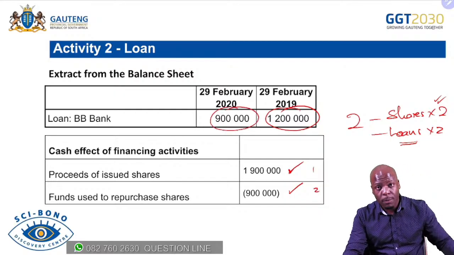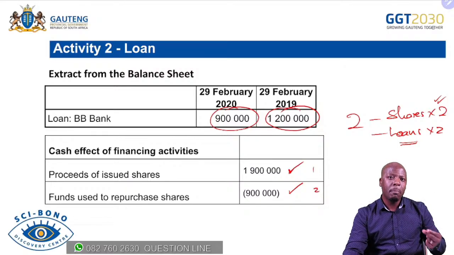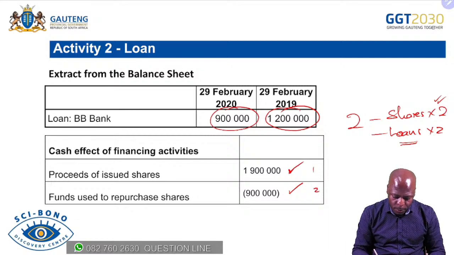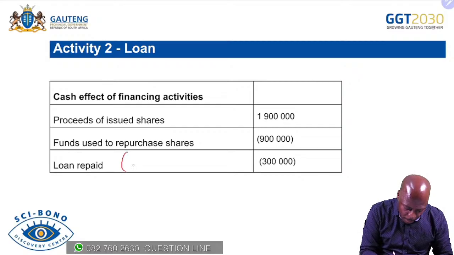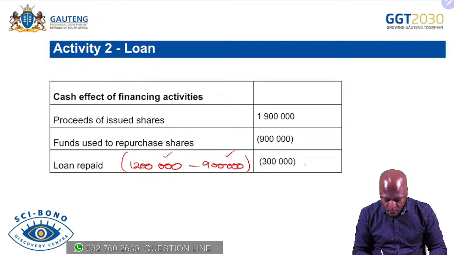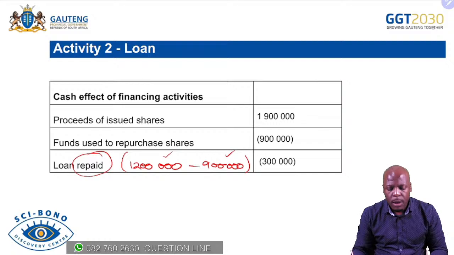That only means one thing. Our loan is decreasing. And the reason why a loan would decrease is when we pay back the loan. So here, there's a repayment of the loan from 1.2 to 900,000. All right? And that is what you see here now. Loan repayment, it was 1.2 million, but we have paid 300,000 because now we are left with 900,000. It was 1.2, now it's 900. That means we've paid 300,000. It must be in brackets because it has been repaid.